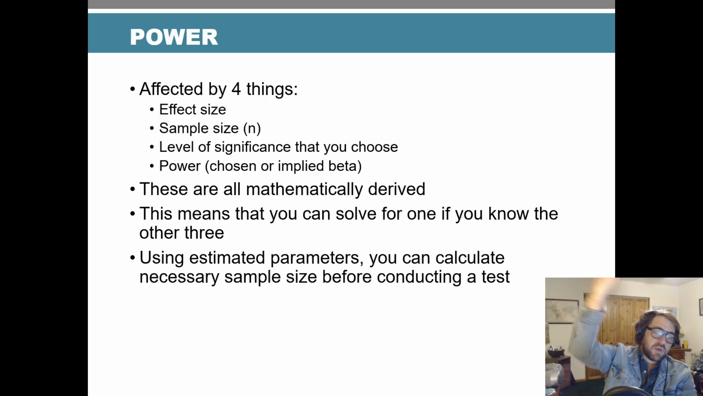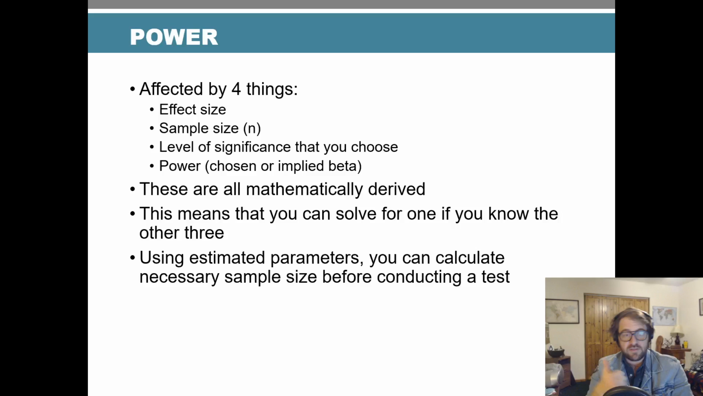Power can be affected by 4 things. The effect size, which is how big of an effect there actually is, how far apart the distributions are. The sample size, how many people or items you're actually testing. Remember, a larger sample size is going to be a smaller error. The level of significance that you choose, so 0.05 versus 0.01, and the power.